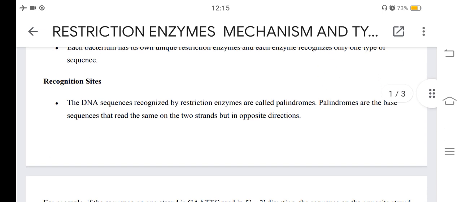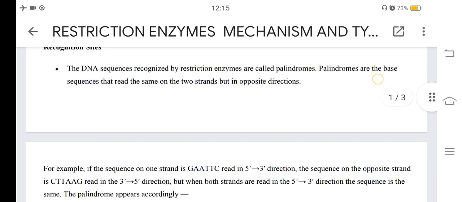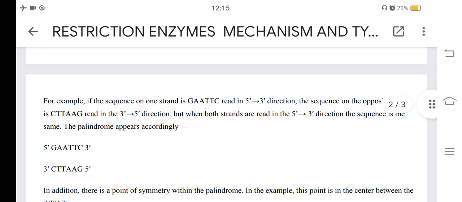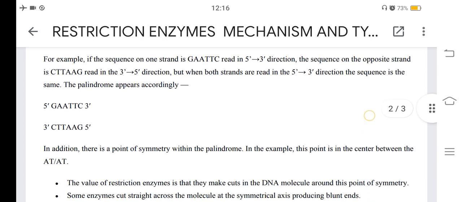Recognition sites: the DNA sequences recognized by restriction enzymes are called palindromes. Palindromes are base sequences that read the same on the two strands but in opposite directions. For example, the sequence on one strand is GAATTC, read in the 5' to 3' direction. The sequence on the opposite strand is reversed, read in the 3' to 5' direction. But when both strands are read in the 5' to 3' direction, the sequence is the same. The palindrome appears like this.